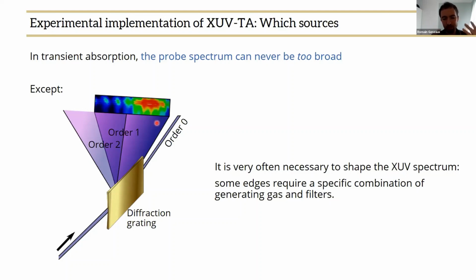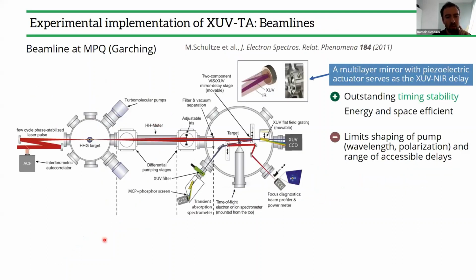Now for the experimental implementation, there have been two big schemes for implementing this. This beamline here is the one that was in Garching at MPQ.